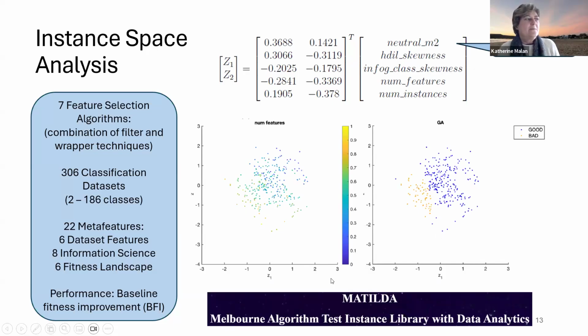So here on the left, we have number of features, which is one of the meta features. Remember we've got these classification data sets. Sometimes it's binary classification, so there are only 2 classes. Sometimes there are 186 classes. So how many classes there are is this color. Oh, sorry, this is features, not classes. This is number of features.